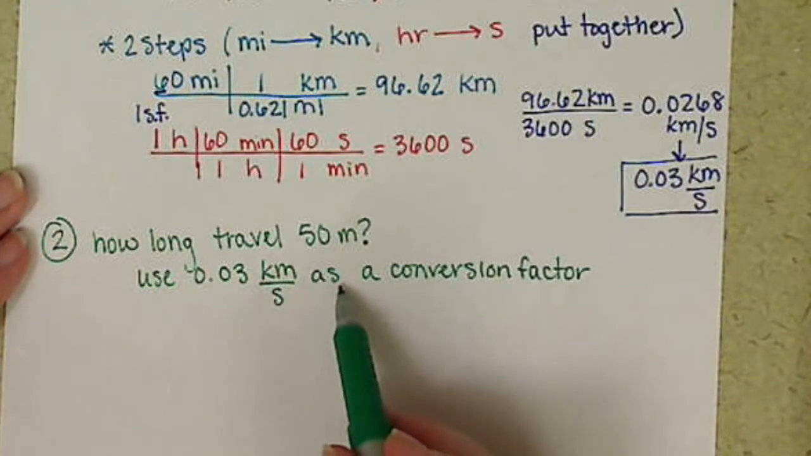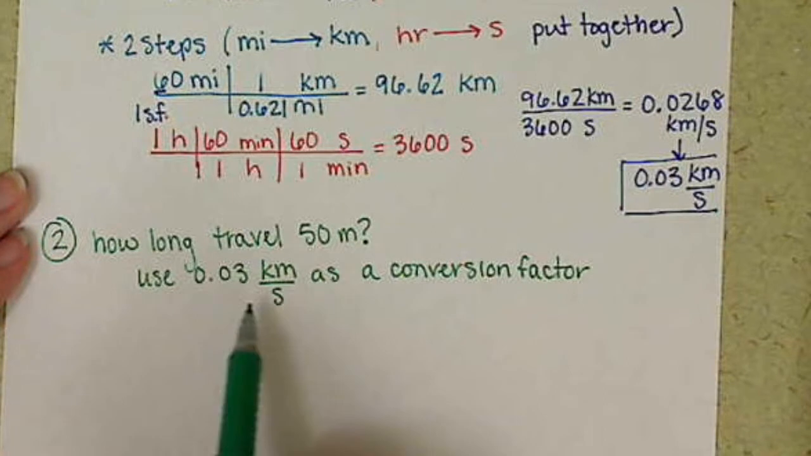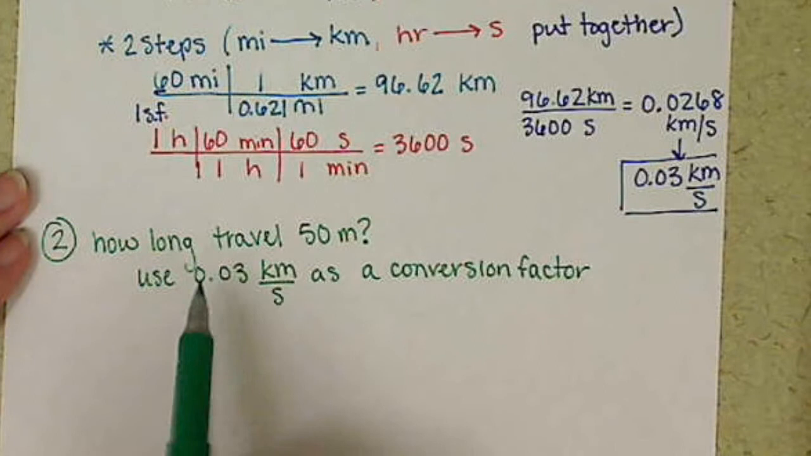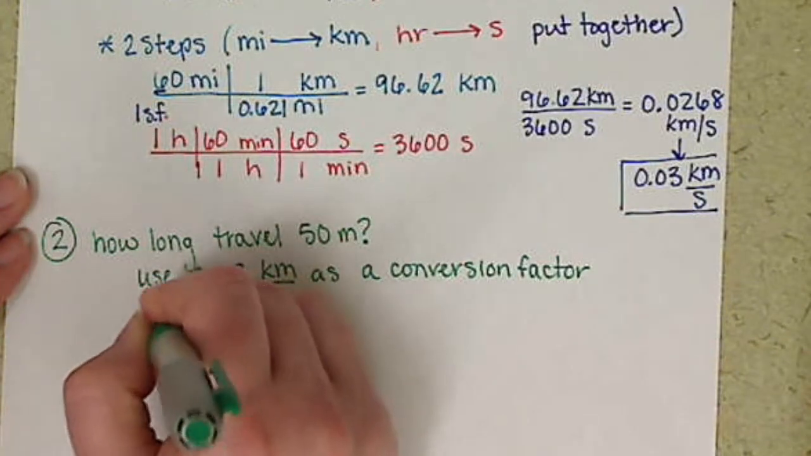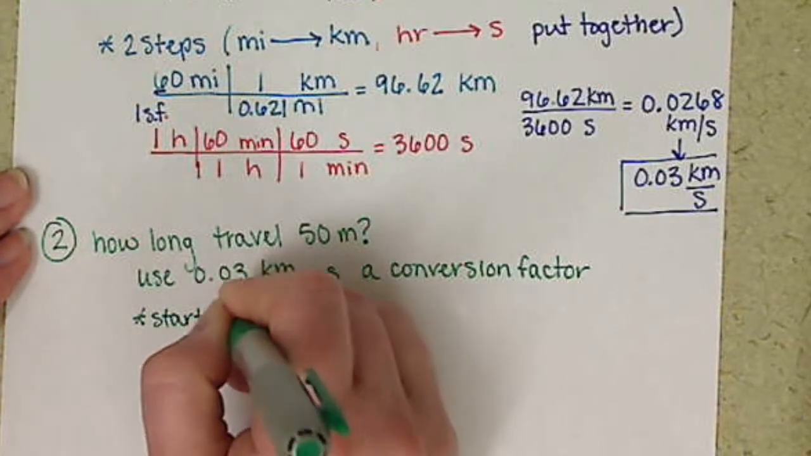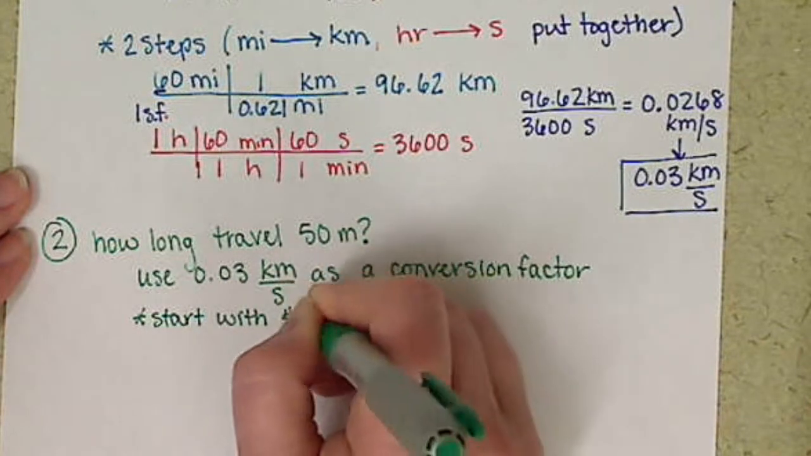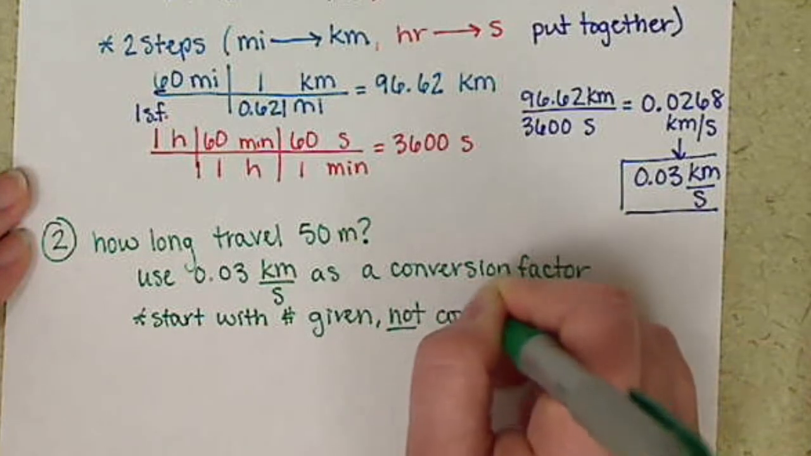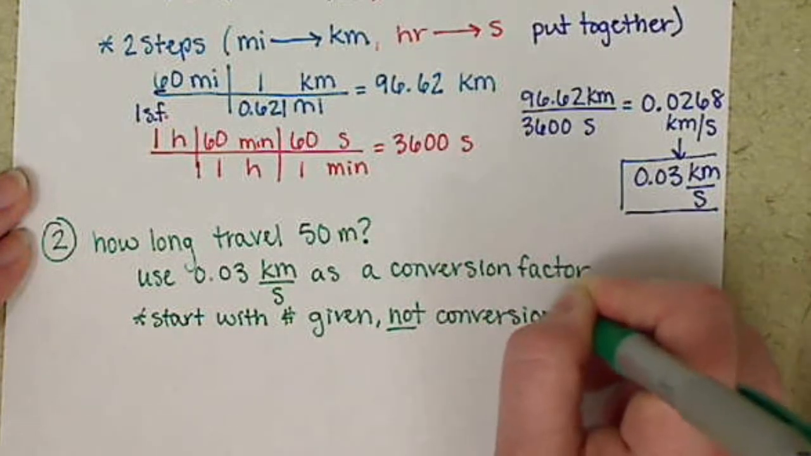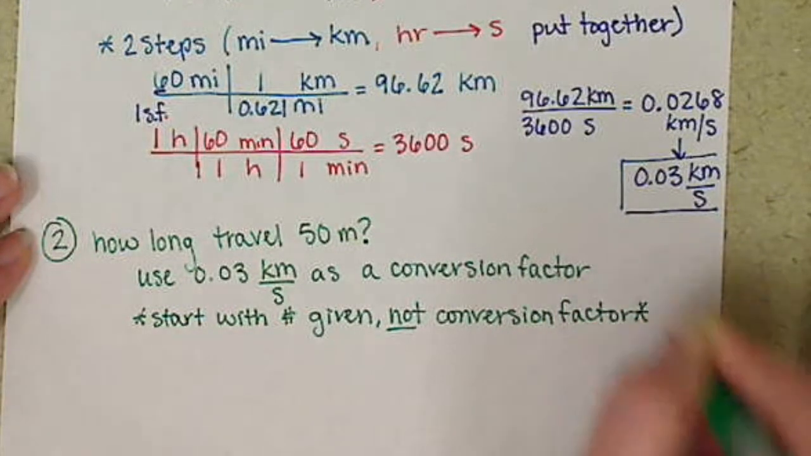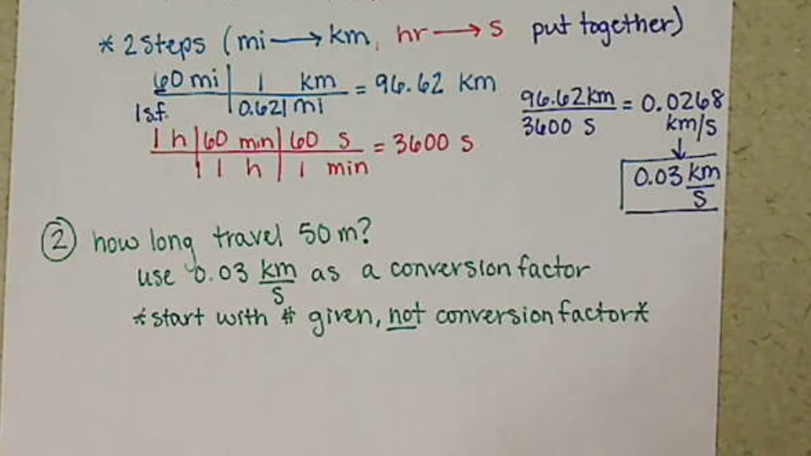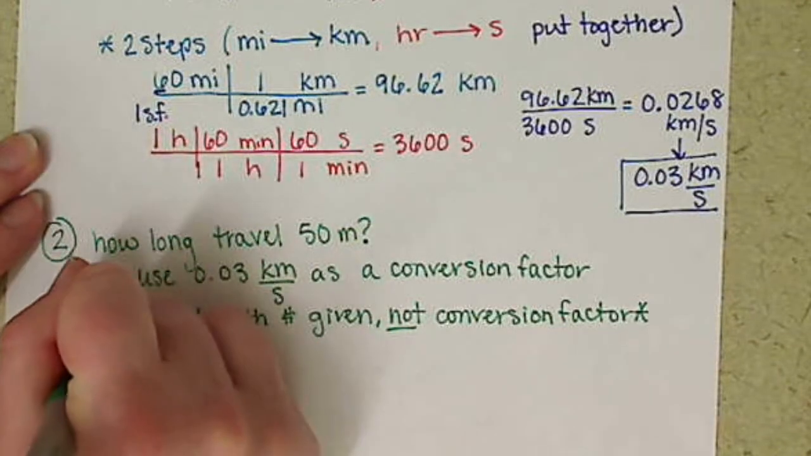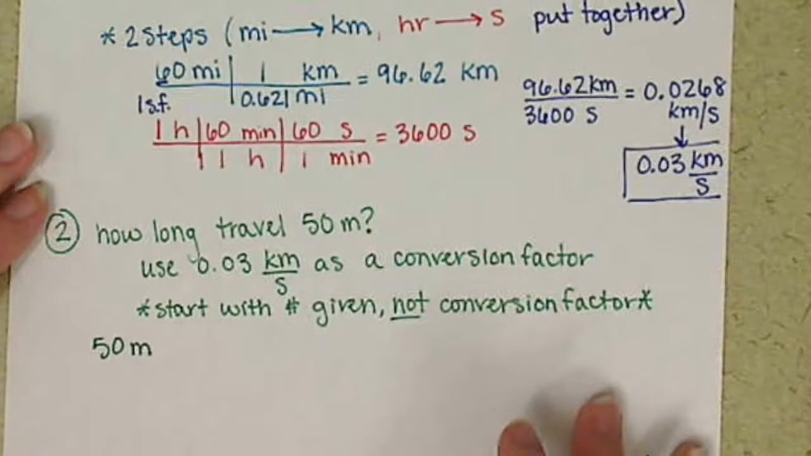So in order to do that, remember, we don't want to start a calculation with a conversion factor. So we don't start with this value. We want to start with something given. So start with number given, not conversion factor. You are more likely to get your units mixed up if you start with a conversion factor. So we want to start with our 50 meters.